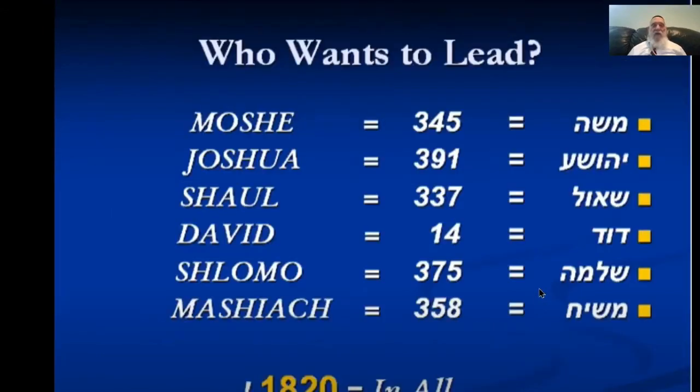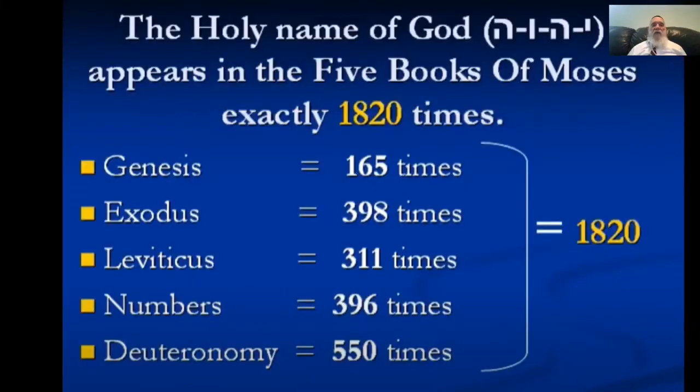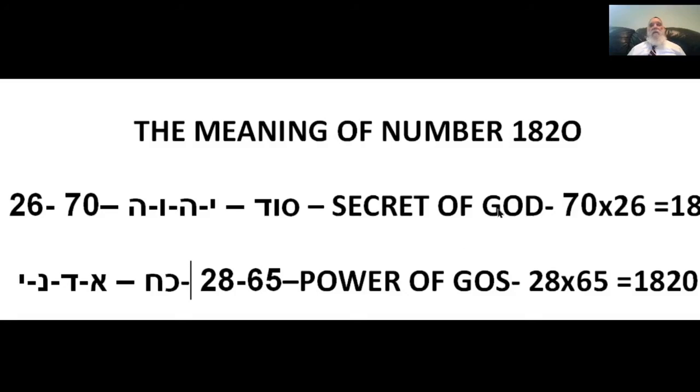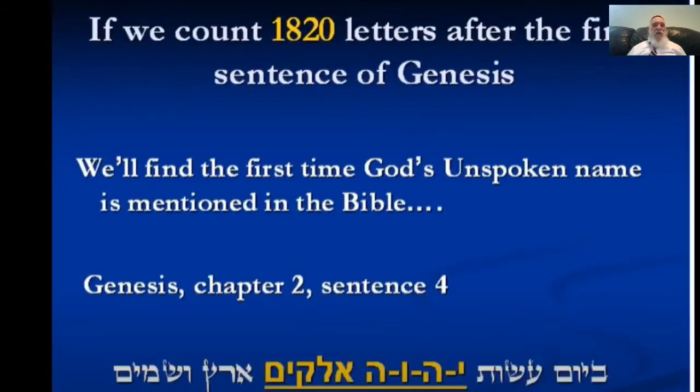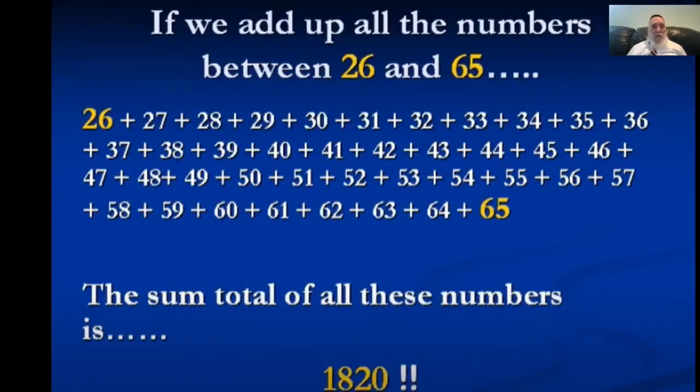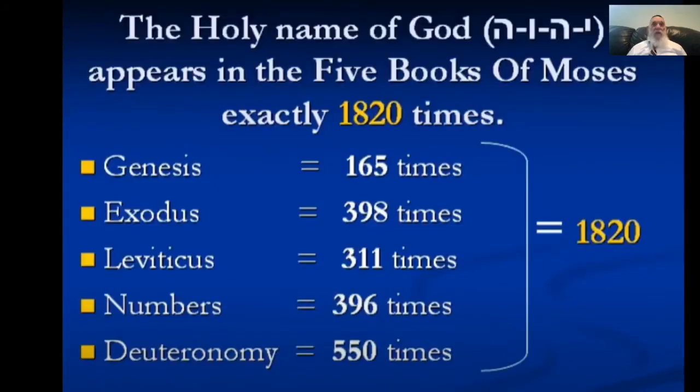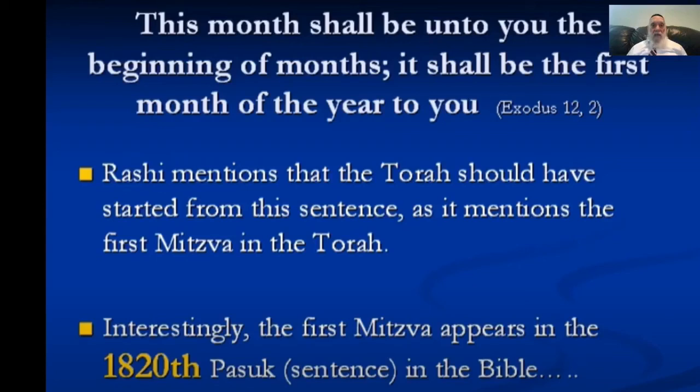We understand. Because, as I said in the introduction, the meaning of number 1820 is the power of God and the secret of God. So this is what the Torah tells us. The first 1820 verses in the Torah come to tell us the power of God. And after telling us the power of God, the secret of God, in the book of Genesis and some of Exodus, come the first commandments. So amazing. Now we understand that 1820.